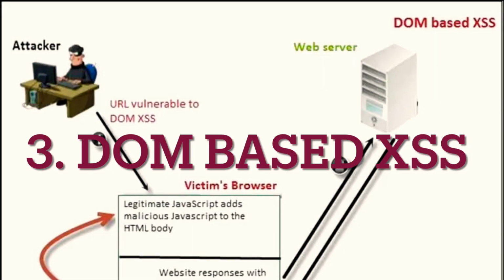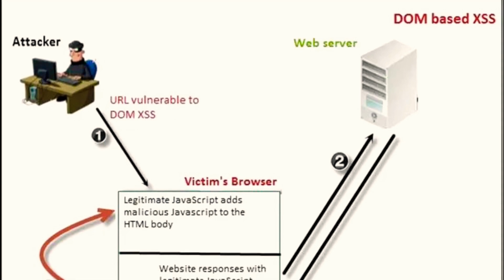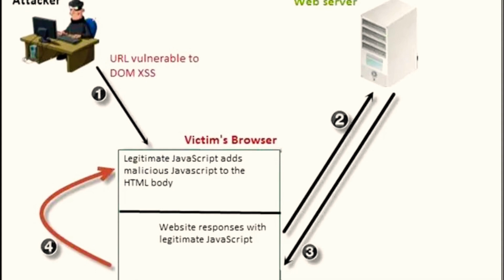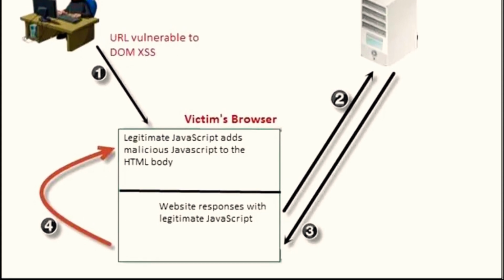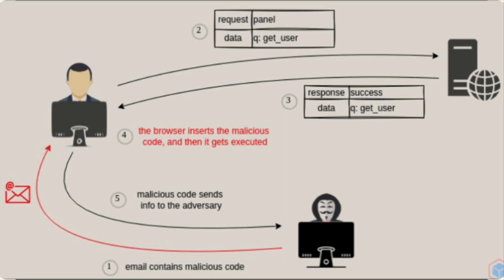DOM-based XSS. This type occurs when the vulnerability is in the client-side code rather than the server-side code. The script is executed as the page processes data from the user. Example: a website uses JavaScript to display user input without proper sanitization. An attacker can manipulate the input to execute a script.